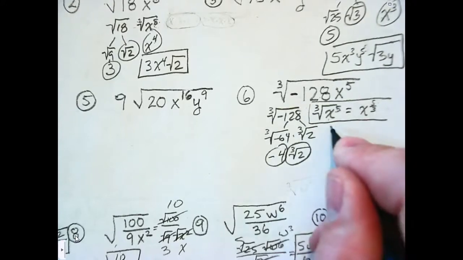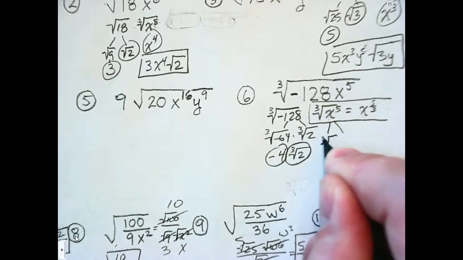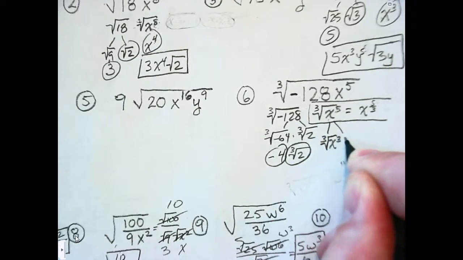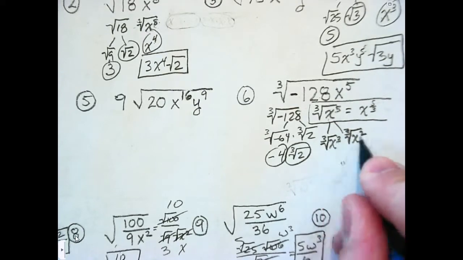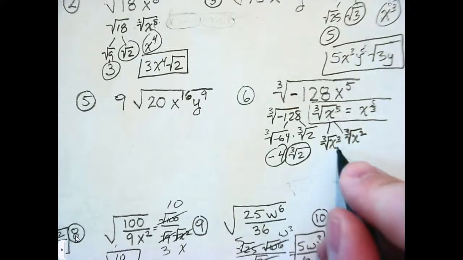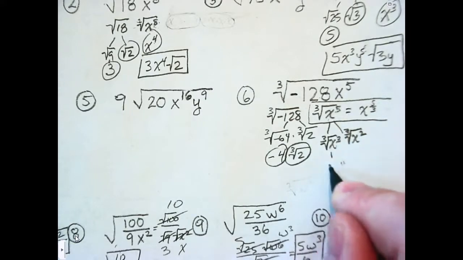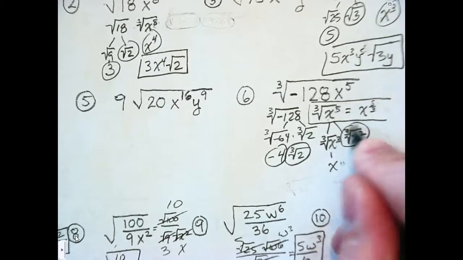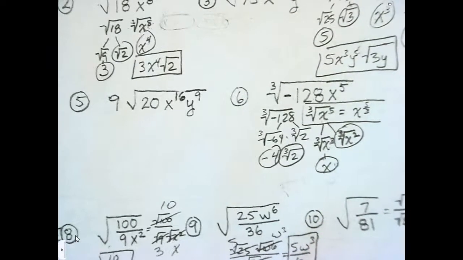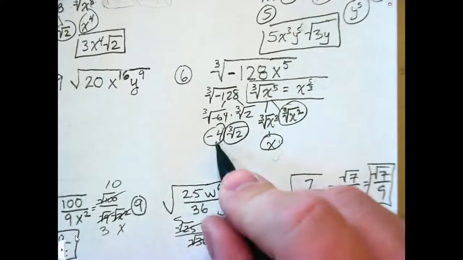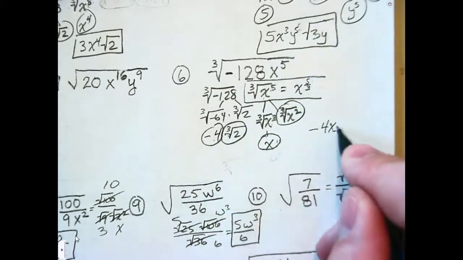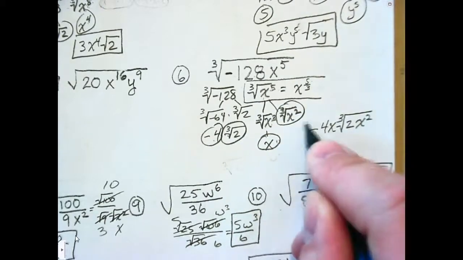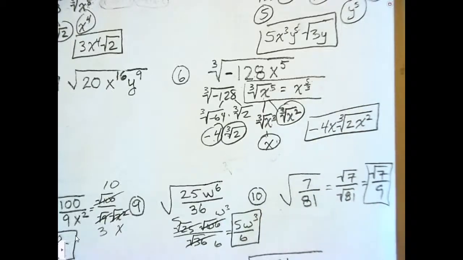Right. So we could think of that as x to the cubed root of x to the 3rd and the cubed root of x to the 2nd, because we have 3 and 2. The cubed root of x to the 3rd is x, and this is just the cubed root of x to the 2nd. It doesn't change. So with all of our pieces there, the negative 4 is on the outside, the x is on the outside. We have a cubed root of 2 and a cubed root of x squared. That is our answer.